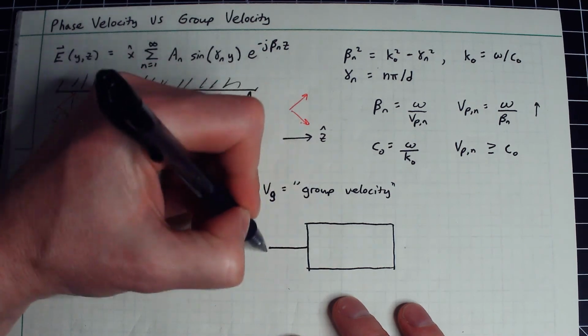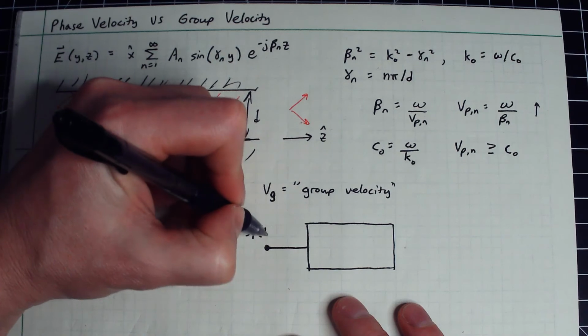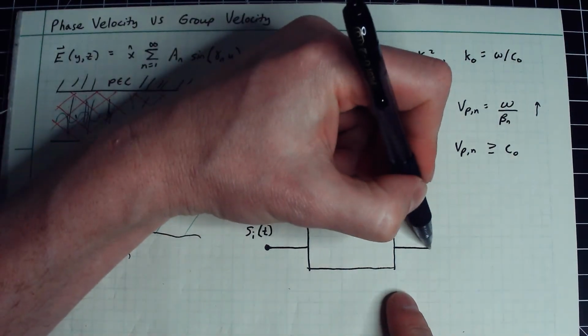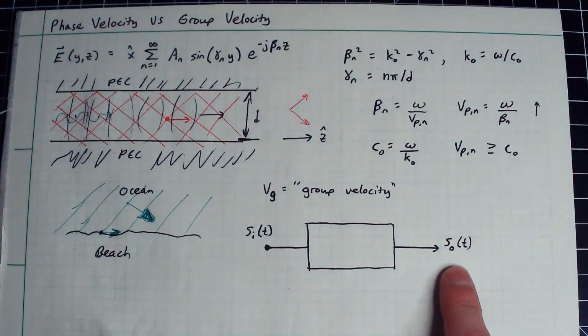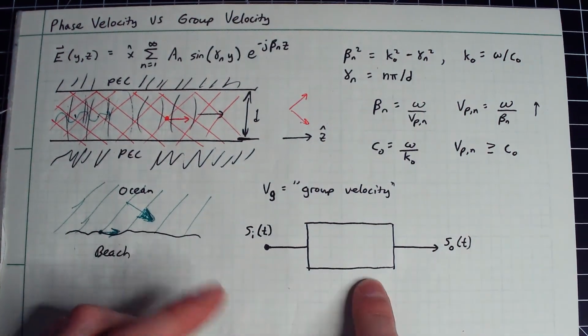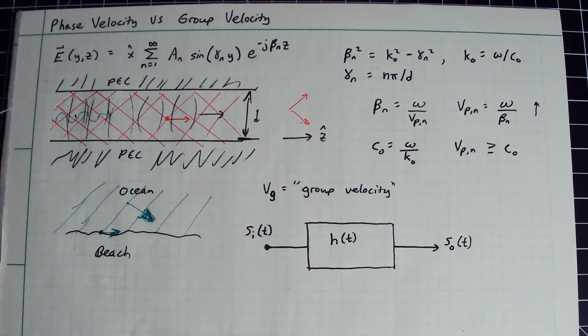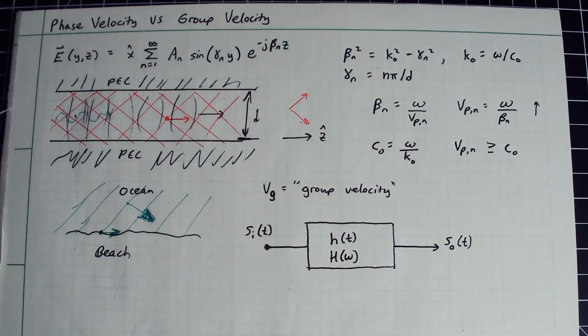And I'm going to have a wire here with a signal, S sub i of t. So that's my input signal. It's going to go through this magical black box, then out at the other end will pop my output signal. So I have an input signal and an output signal. And in here is an impulse response function. So we're doing some kind of linear system theory here, right? And of course, that implies the Fourier transform, which is a transfer function, H of omega.